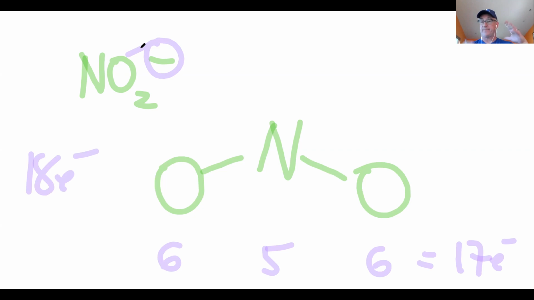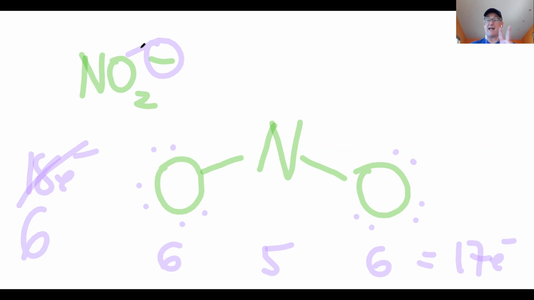So we start by decorating the outside and making sure they have a full octet. So we go 1, 2, 3, 4, 5, 6, 7, 8, 9, 10, 11, 12. That gives both oxygens a total of 8, so they're happy. That's 12. I have 6 left.